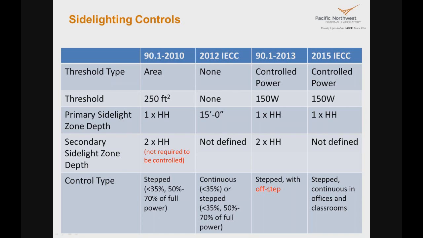Okay, so now looking at the 2012 and the 2015 ICC, as we saw in the daylight zone definitions, there is just one zone definition. There is no primary and secondary. It's just 15 feet.